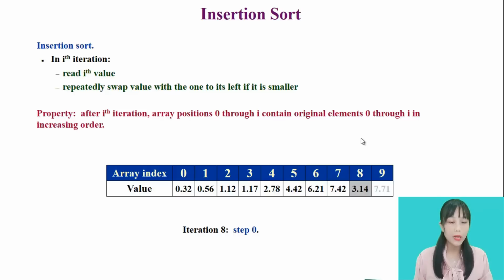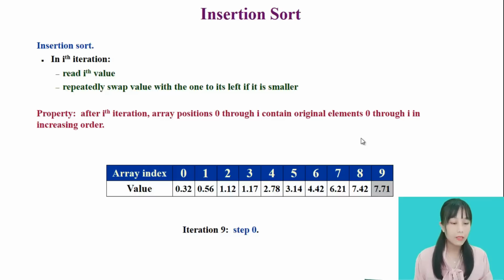Iteration 8, 3.14. Step 0. I noticed that 7.42 is greater than 3.14. I will swap it. So now 3.14 came in front of 7.42. Continue. Step 1. I will swap it. Step 2, swap. Step 3, no swap.